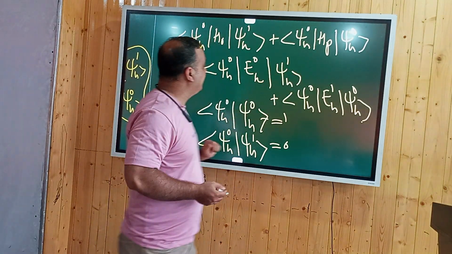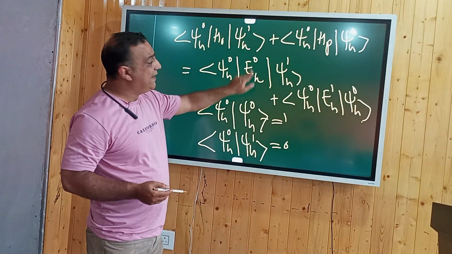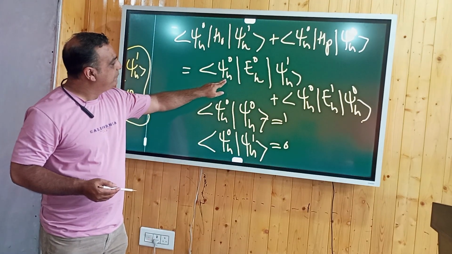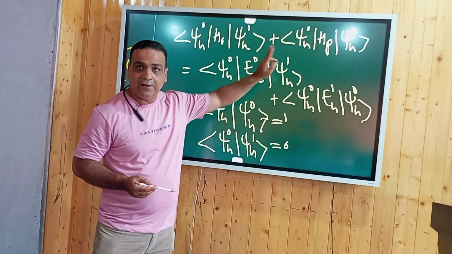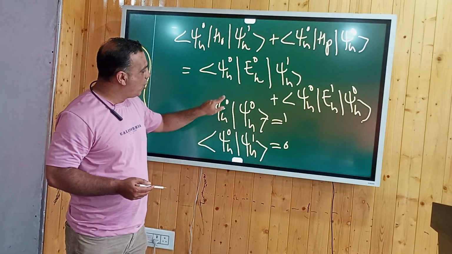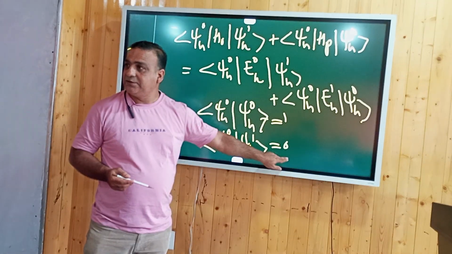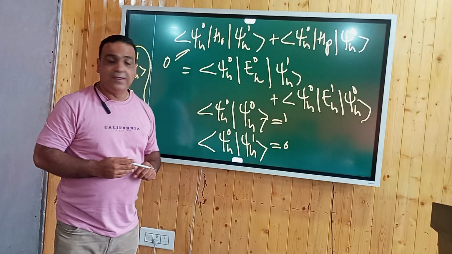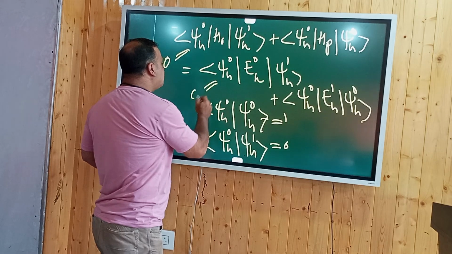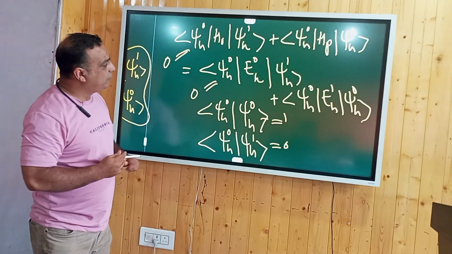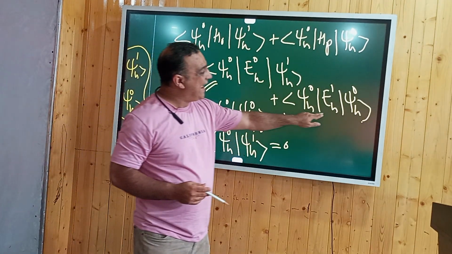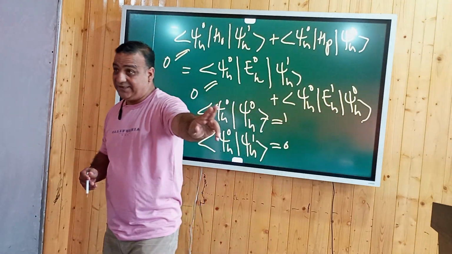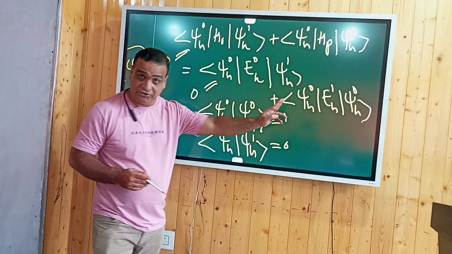Here you cannot do anything like that. Again, here E n naught is a number. You can get it out of the matrix. What will be left here is psi n naught and psi n 1, that will give us 0. So this thing will be equal to 0, and this thing will also be equal to 0. So what we'll be left with is E n 1. I can get it out because it's an energy eigenvalue. It's the correction to the energy.